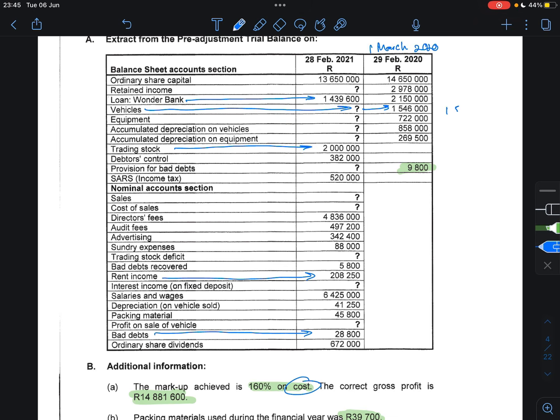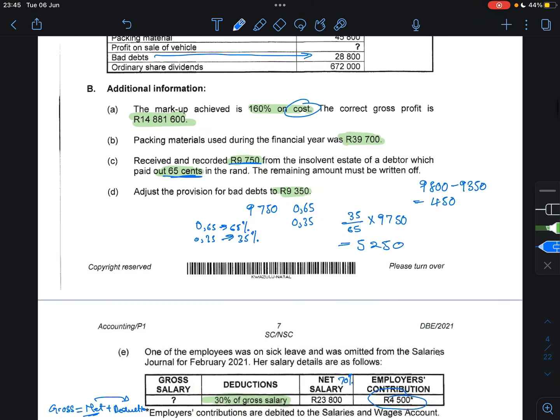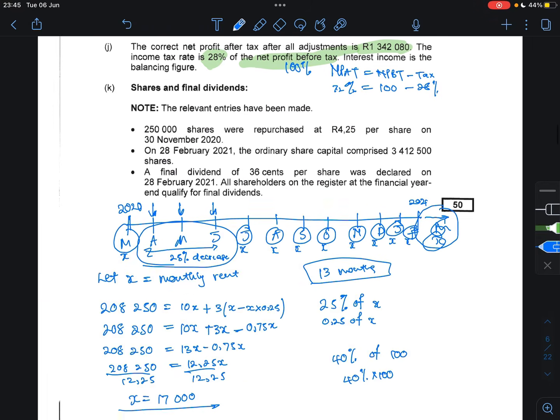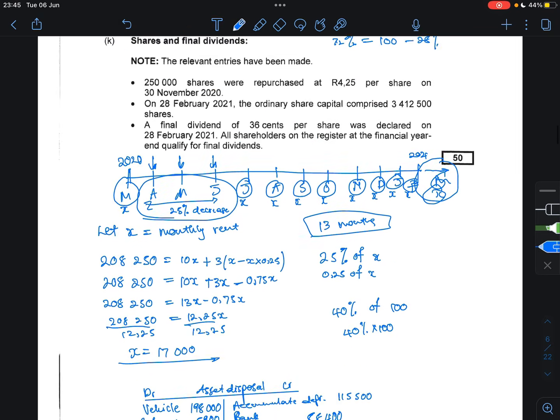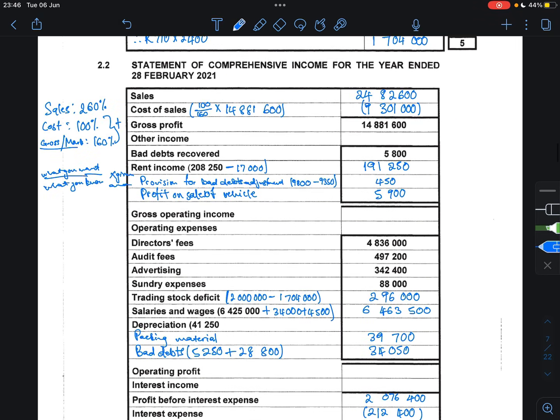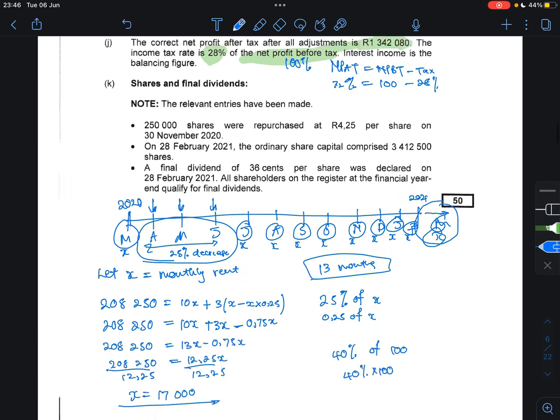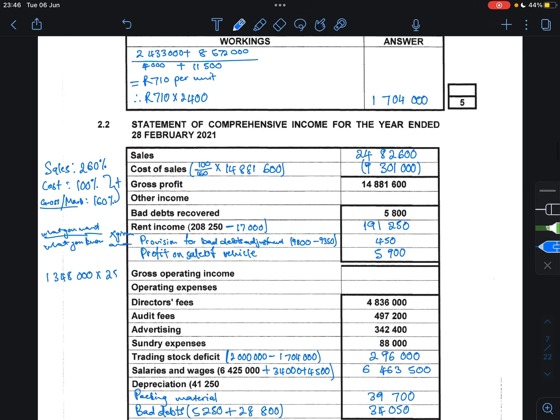So it's 1,546,000 minus 198,000. So our closing balance is 1,348,000. Okay, let's see. So now when we calculate our depreciation, it is going to be 1,348,000 times how many percent? 25. Okay, it's 25%.